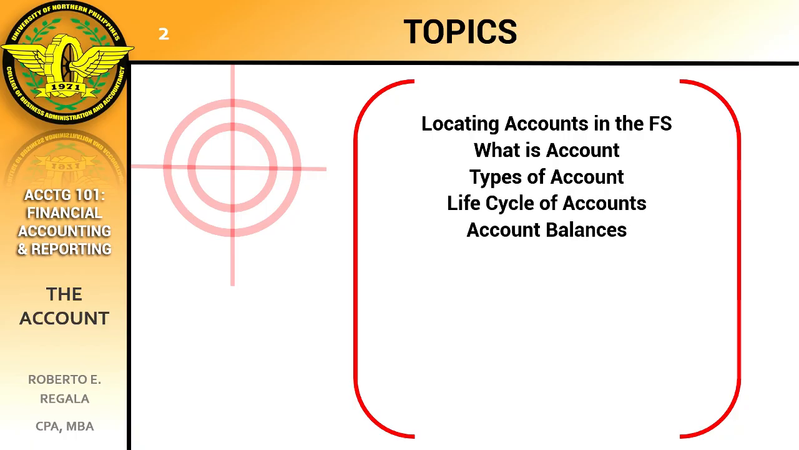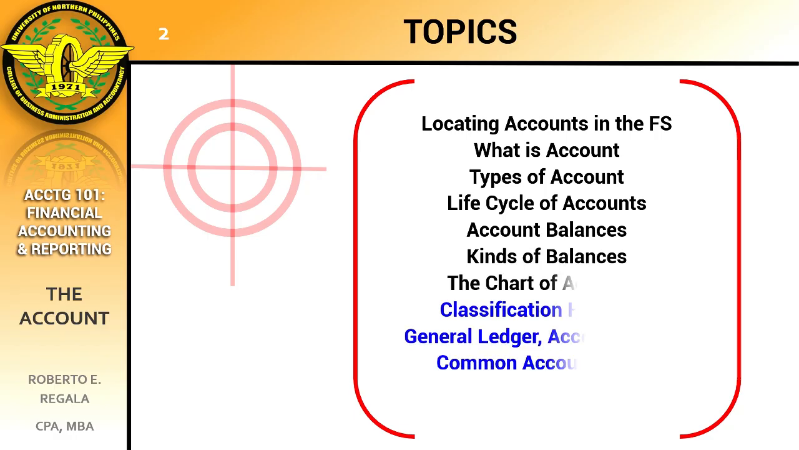Then, we will discuss what balances are and the kinds of balances. We will then dive deep into the chart of accounts, or COA, which is basically the repository of all accounts used by an entity. This topic has three subtopics, namely, classification hierarchy, general ledger, account coding and common accounts used and how they are measured and presented in the financial statements.